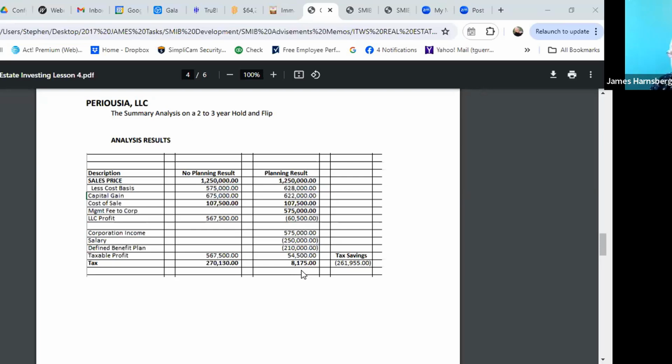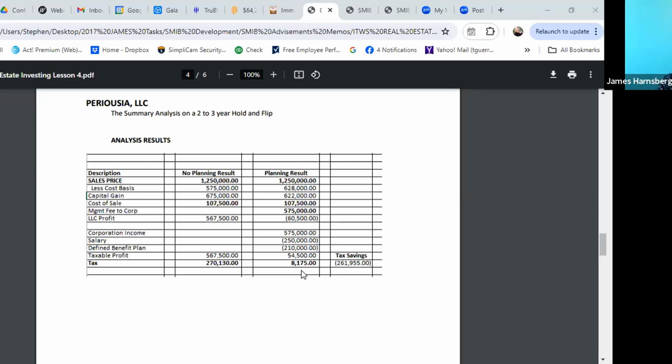Now we're sitting on that cash and we're going to do it again because NVIDIA pulled back a little bit and Amazon pulled back a little bit. We're going to flip it again. Peel those profits off back into the corporation, bump up the salary for 2024 and the defined benefit plan, and I still have no tax.